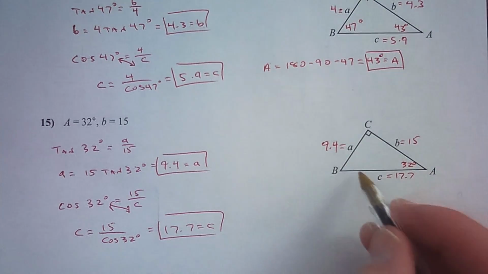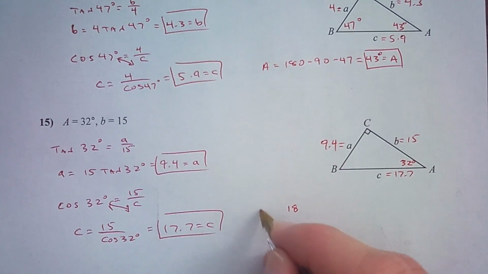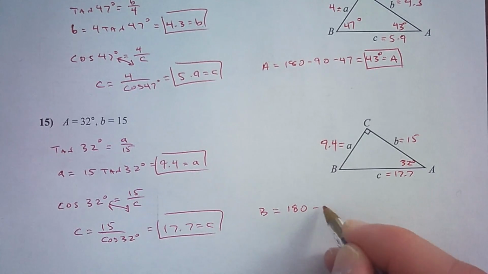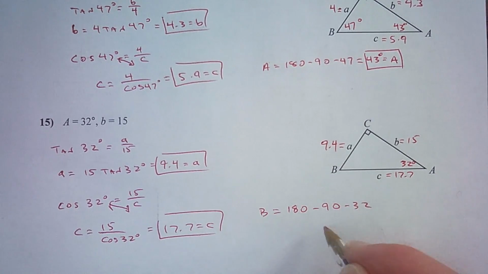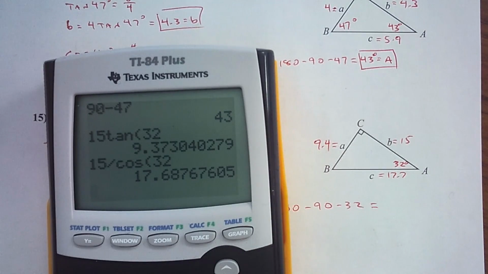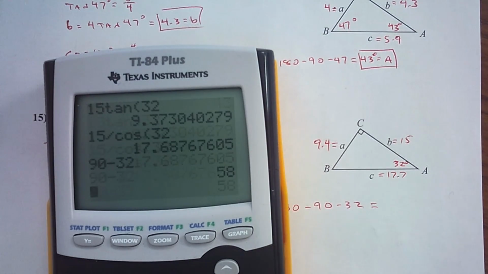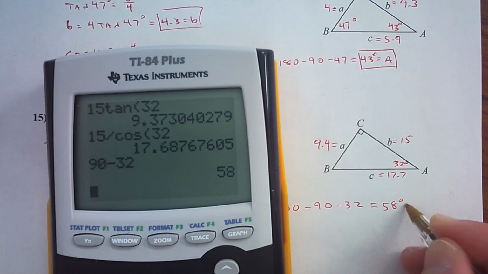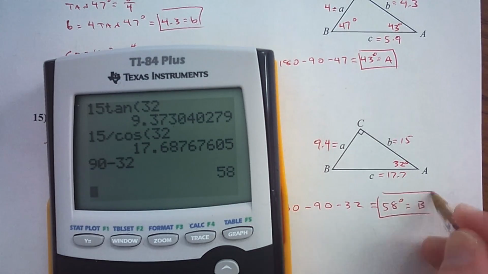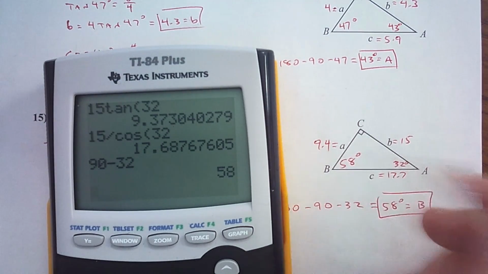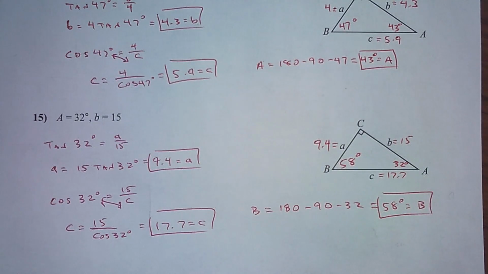And then to find my last angle measure, so that's angle B, 180 minus 90 minus 32. 180 minus 90 is 90. So 90 minus 32 is 58. So angle B is 58 degrees, and I now have all three side lengths and all three angle measures.